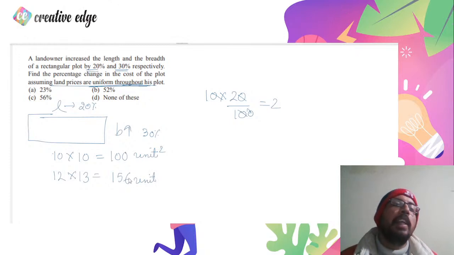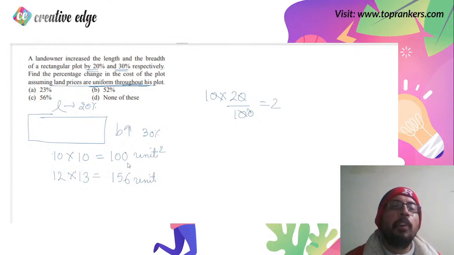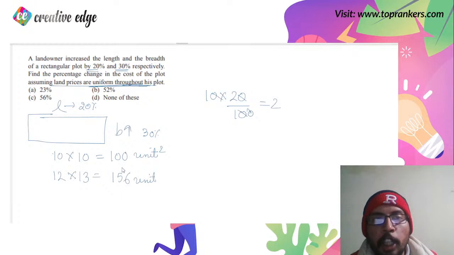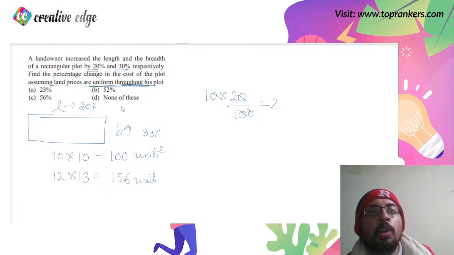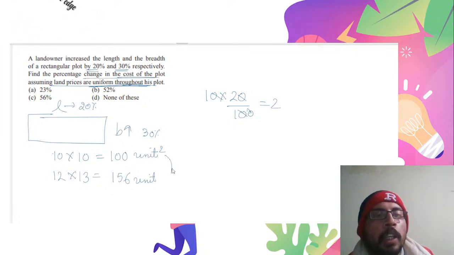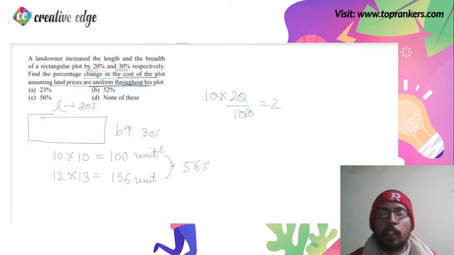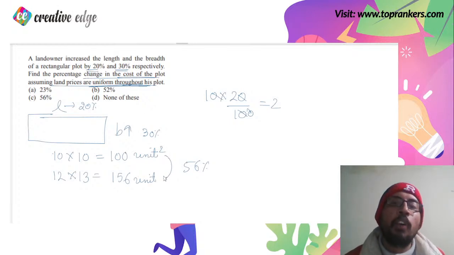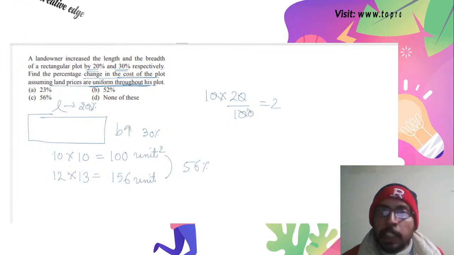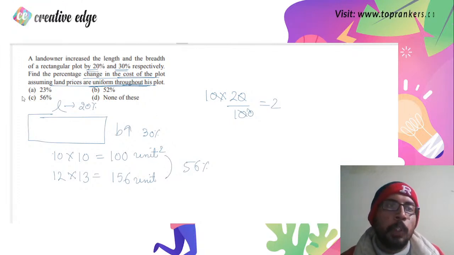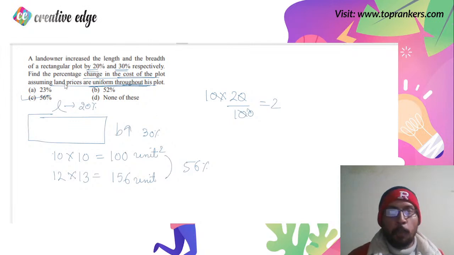So since area is increased by 56%, from 100 it became 156. So your area increased by 56%. So obviously the cost of the plot will also increase by 56% because it is told to us that land prices are uniform. That means as much as you will increase the area of the plot, price will also be increased. So it will be 56%. This is one of the approaches.